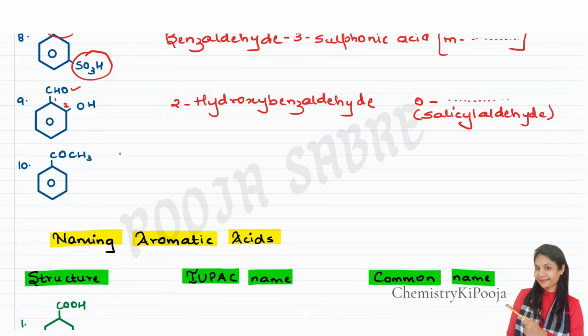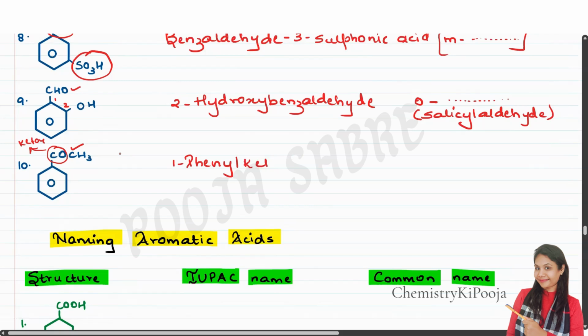Now coming to the last one. The last one over here I can see there is a CH3, then CO group. That means there is a ketonic group present. So how are we going to name it? The naming is 1-phenyl, and then ethanone. Clear? Or what I can do is I can simply write it down as ketone.